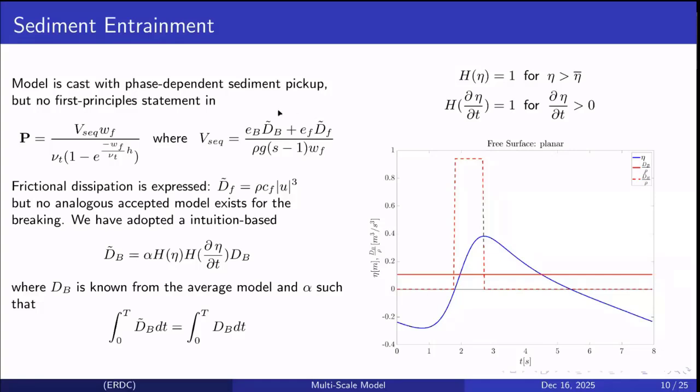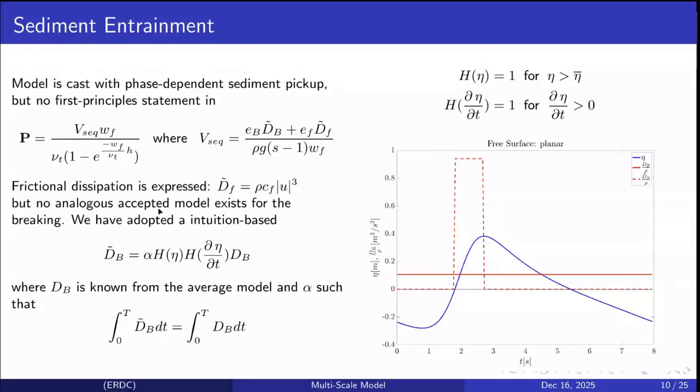Because when it comes to the equilibrium values, those are phase dependent values. The frictional dissipation is relatively easy to express. We know what U is. U is invented by our time series, our synthetic time series. So we can figure out what the dissipation due to bottom friction is because we have values for U.